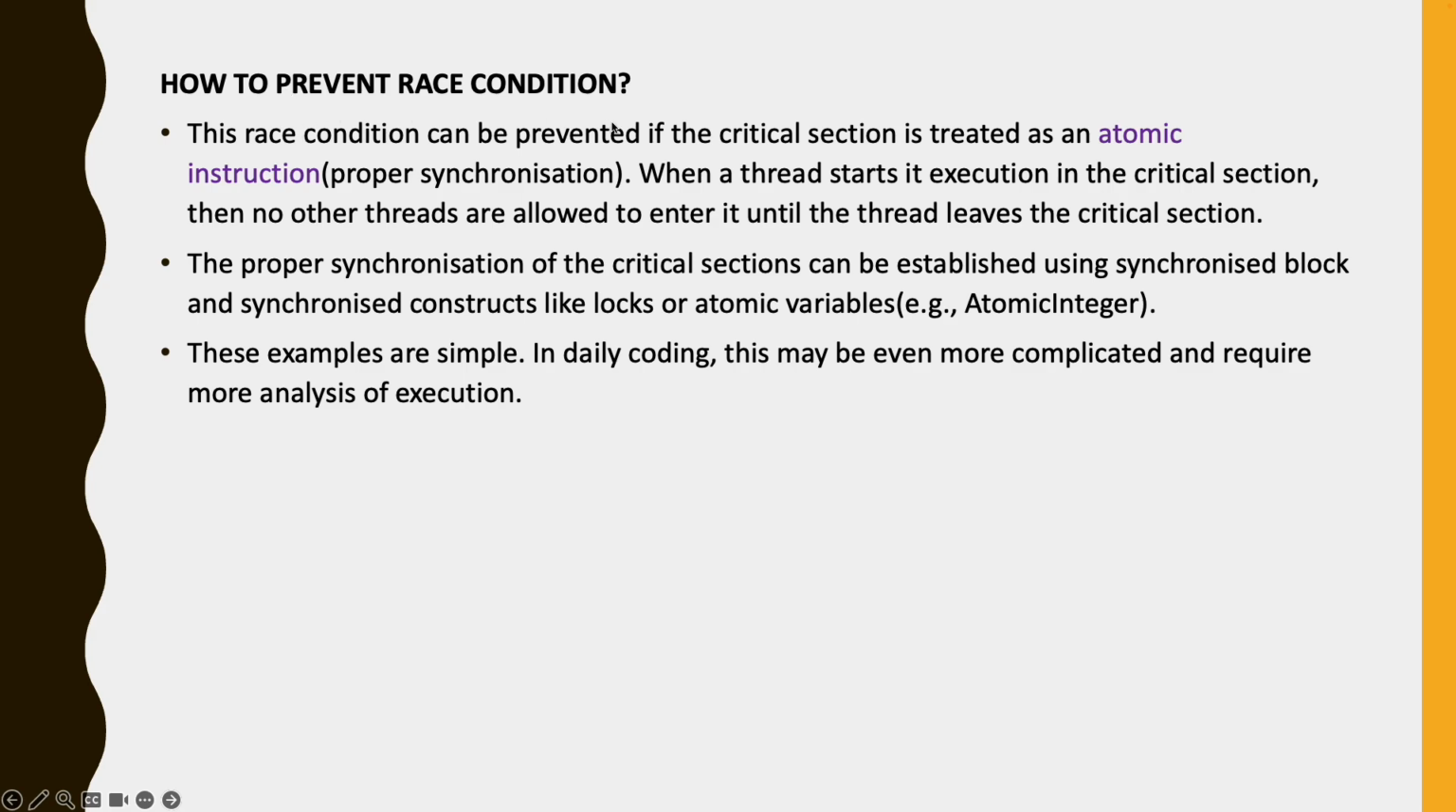So how can we prevent race condition now? This race condition can be prevented if the critical section is treated as an atomic instruction. That is nothing but proper synchronization. What is proper synchronization? When a thread starts its execution in the critical section, then no other threads are allowed to enter it until the thread leaves this critical section. Proper synchronization can be established using synchronized blocks or synchronization constructs like locks or atomic variables like atomic integers. The examples that we mentioned are really simple; in daily coding, this may be even more complicated.